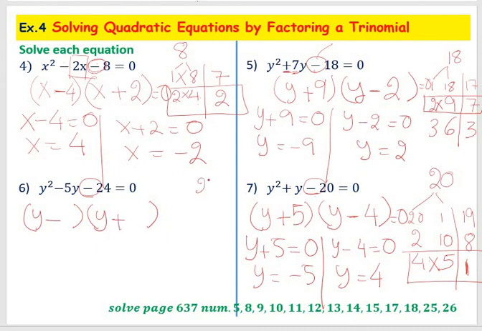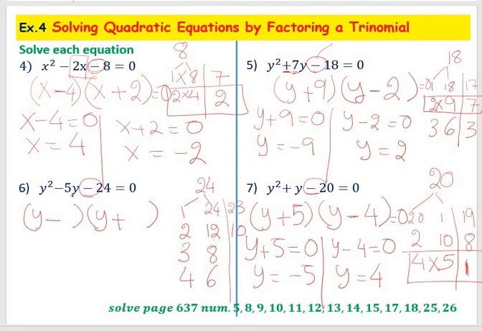I'm going to factor the 24. 24 can be 1 by 24, can be 2 by 12, can be 3 by 8, can be 4 by 6, nothing else, I guess. It can be 12 by 2. Okay. Now we're going to subtract them. The first one will give me 23. The second one will give me 10.